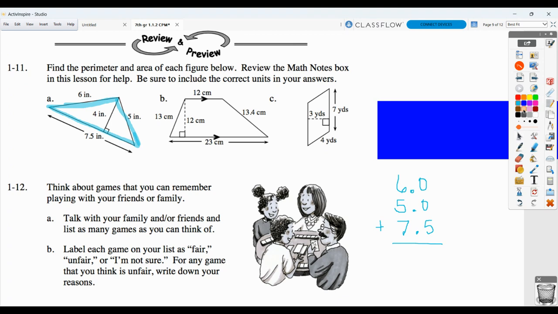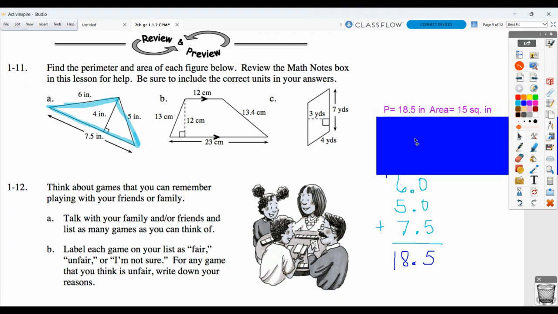So in terms of work, I'd want to see that when we add these numbers, the decimal point comes straight down. 6 plus 5 is 11, plus 7 is 18. Put down the 8, carry the 1, and so we get 18 and 5/10 inches for the perimeter. So that's how I'd want to see the work shown for perimeter.